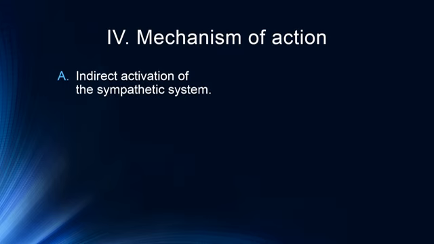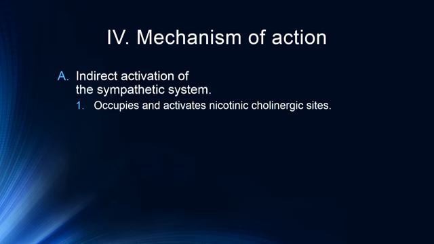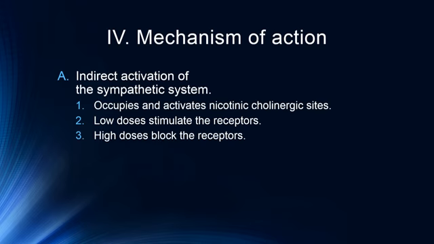How does nicotine work? Well, it has an indirect activation of the sympathetic nervous system. It occupies and activates the nicotinic cholinergic sites. Remember, there are nicotinic and muscarinic acetylcholine receptor sites. Low doses stimulate those receptors. High doses will actually block the receptors. High doses of neonicotinoids are the basis of a lot of pesticides. So nicotine and pesticides are highly related.